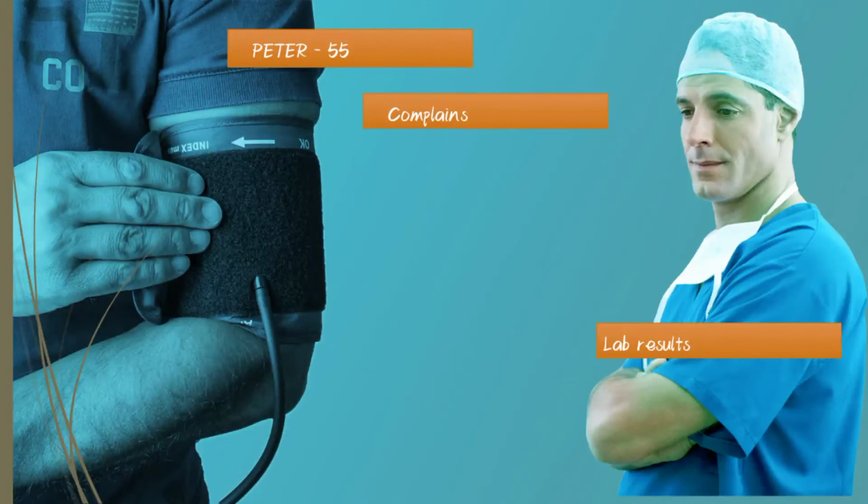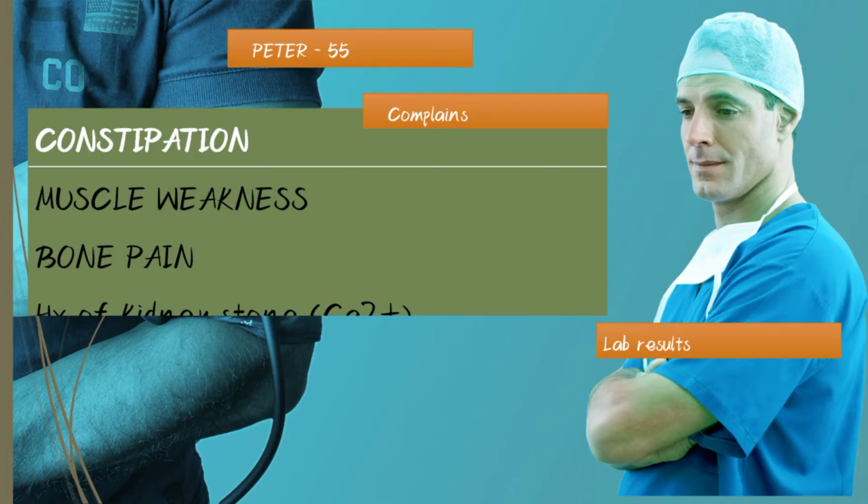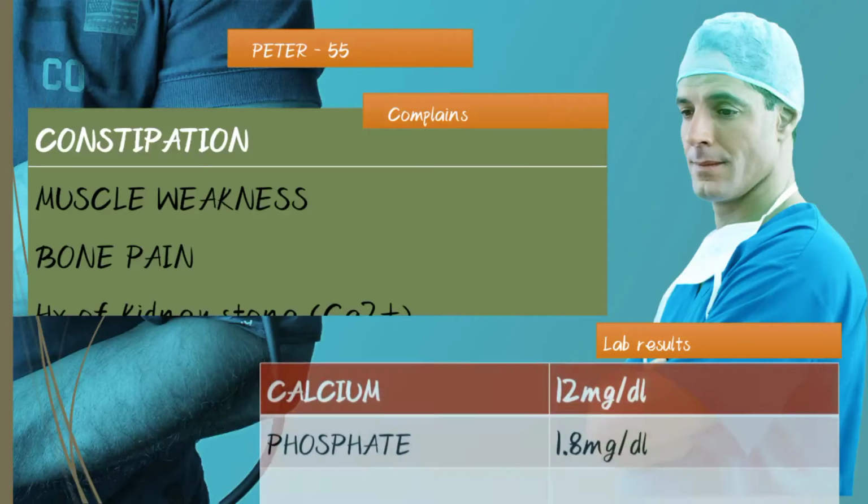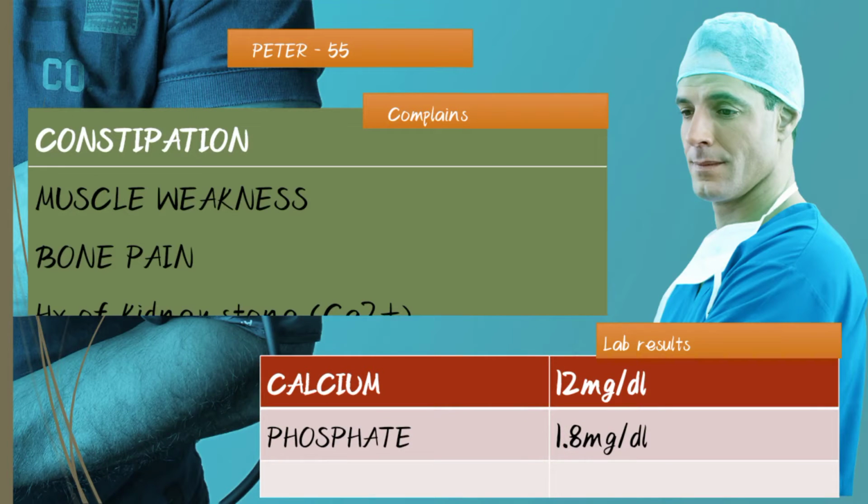Before we start with a case study, this patient is known as Peter, who came with complaints of muscle weakness, bone pain, and has a history of kidney stones, to be specific, calcium stones. Some lab results were done and it was found that the calcium levels were 12, the phosphate levels were 1.8. So we'll pause there, then we'll come back to this.